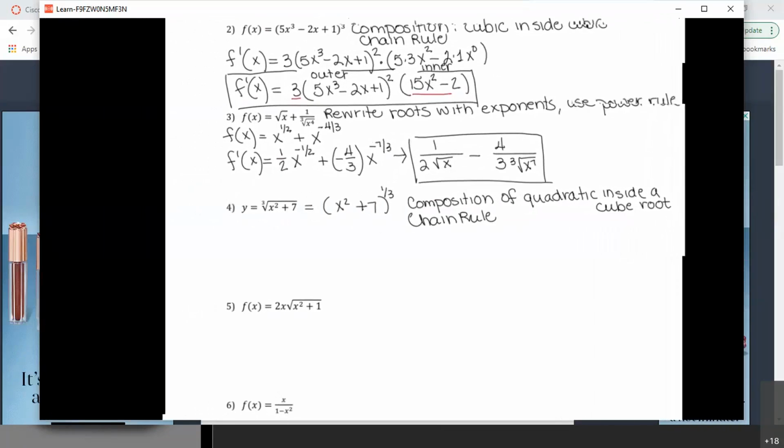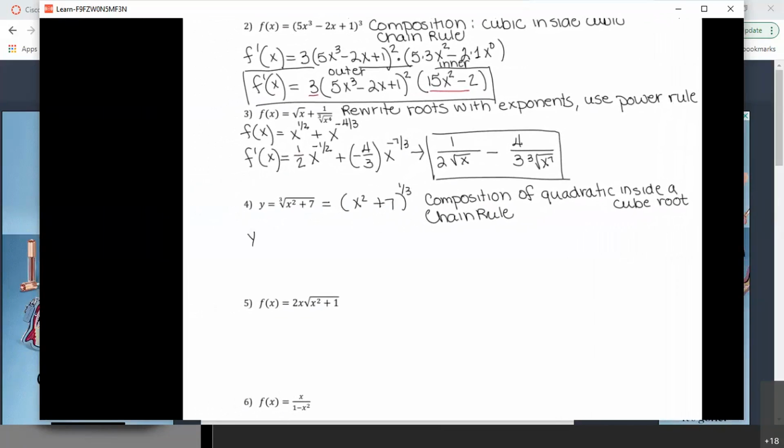Again, the way the chain rule works is you take the derivative of the outside thing first, and that's like u to the 1/3. So I'm going to bring down my exponent, leave the thing in parentheses alone, and then subtract 1 from 1/3. That gives me -2/3. That's my outer function. And then if I want to take the derivative of the inner function, I'm just taking the derivative of x squared, because the 7 won't give me anything. That's just 2x.